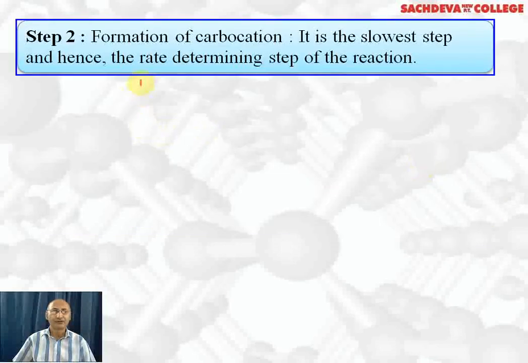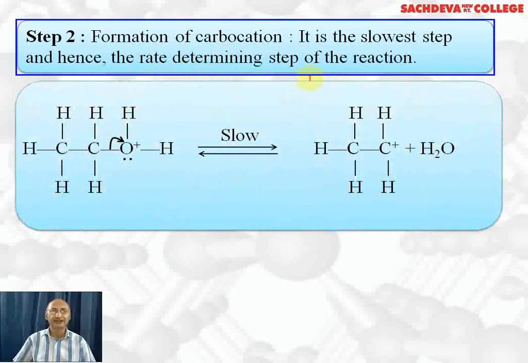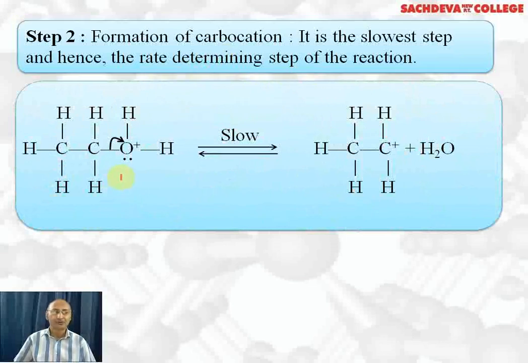Now from protonated alcohol, we are leading to the formation of carbocation. It is the slowest step, that's why it is the rate determining step. So the slowest step is always the rate determining step. Protonated alcohol slowly leaves as a water molecule by giving this pair of electrons to oxygen. So water is removed and here we get ethyl carbocation plus water.